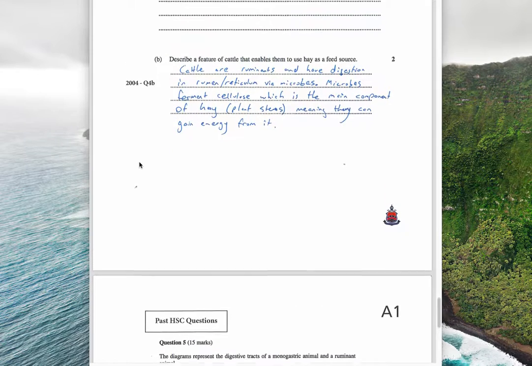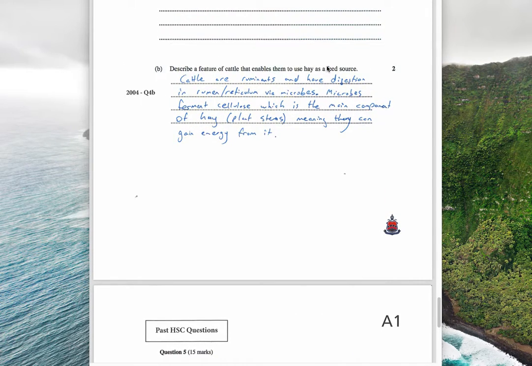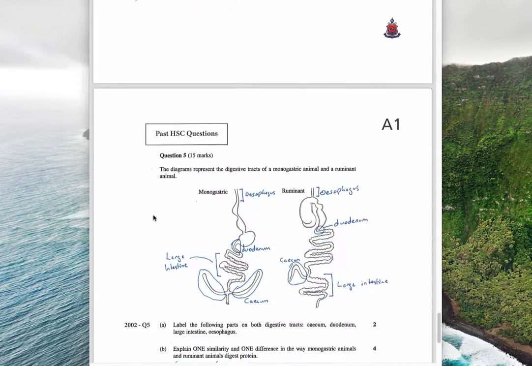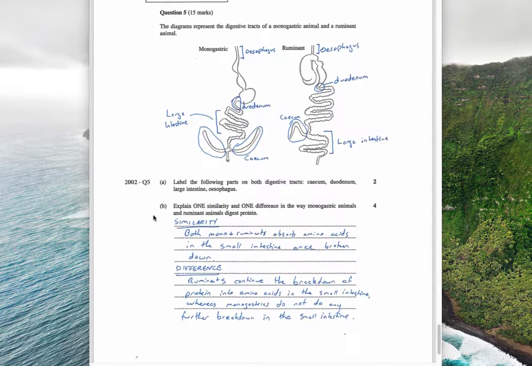This question here: describe a feature of cattle that enables them to use hay as a feed source. You need to talk about microbes, because you need to say that hay is high in cellulose. Therefore, cattle are ruminants, and because they have microbes that can break down cellulose well, that means they can ferment the cellulose and turn it into some kind of energy, and that's only 2 marks, so that's a good answer there.